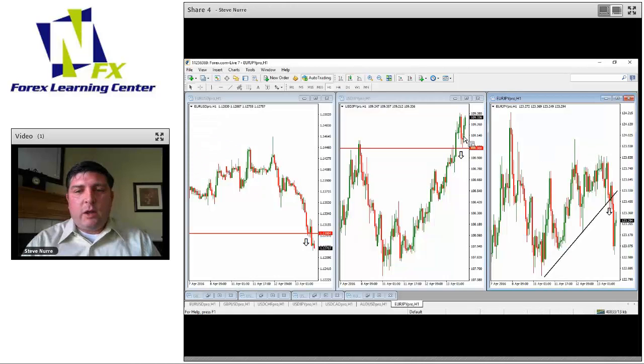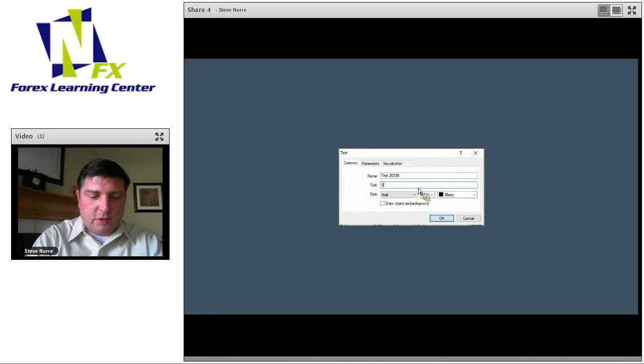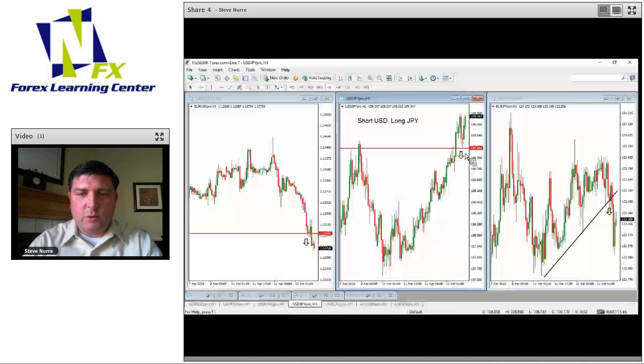We were already looking to short the dollar yen if it broke through 109. So that would have been short dollar. We were looking to go short USD, long JPY, should it break through that level, which you can clearly see it did not. It did not break through that 109 level.